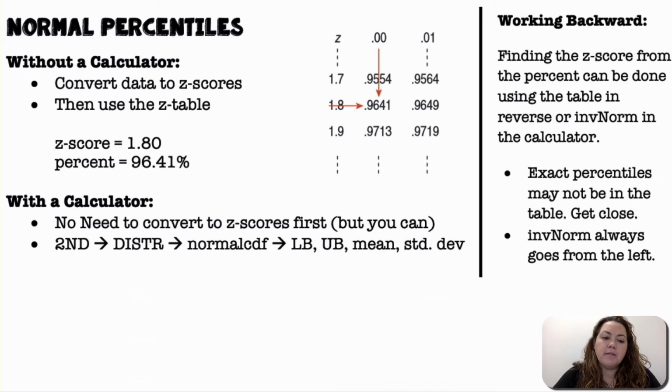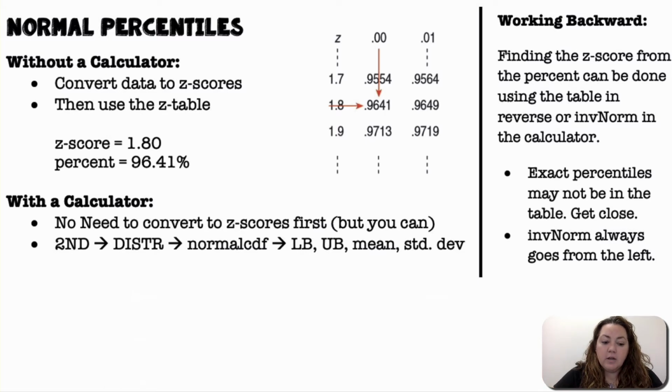All right, normal percentiles. If you're trying to find the normal percentile without a calculator, you're going to have z-tables. You're going to have front and back paper for z-tables. So convert the data to z-scores, then use the z-table. Let's say your z-score is 1.80. You go to 1.8 on the left side, and then you go to 0.00 on the top, and you go down and across until you find the percent that matches.